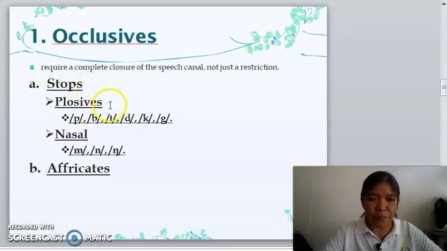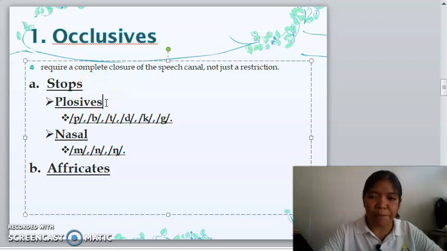Stops, we have plosives and nasal. For example, when we say stop, there is a complete stop of the obstruction, or there is a complete obstruction. Say for example, plosives. Plosives are called plosives because of the word explosion, explosive, as if there is an explosion when you produce the sounds. Say for example, the sound of P, P.